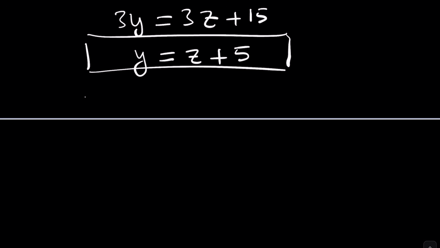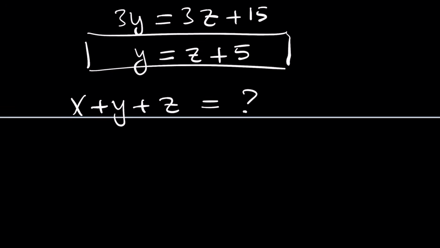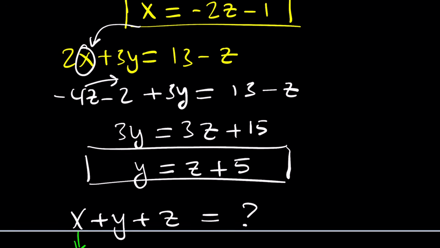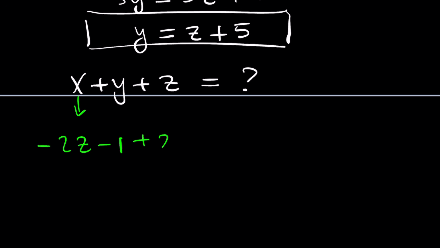So how do you find it? Well, just substituting, because we do know that x and y are expressed in terms of z. So does that mean the answer is going to be in terms of z? Let's find out. I'm going to go ahead and replace x with negative 2z minus 1, and then replace the y with z plus 5.